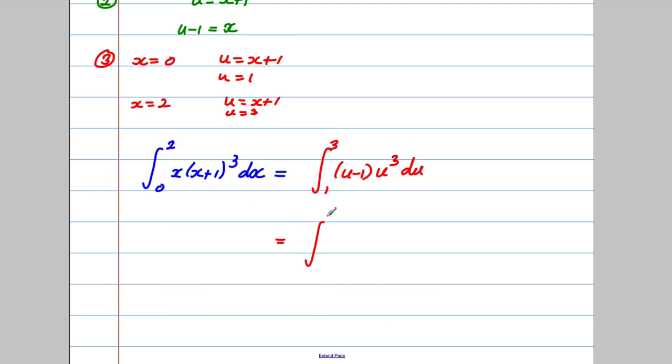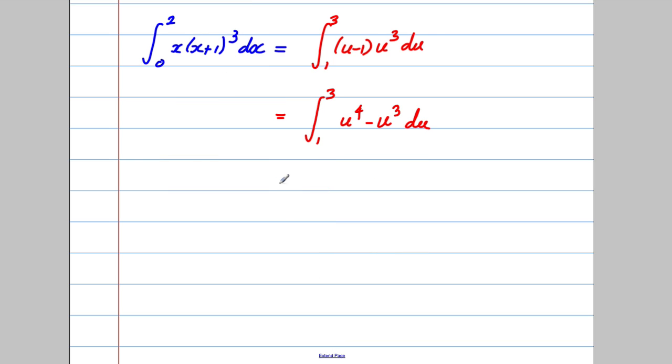So expand the brackets, so the integral between 3 and 1 of u to the power of 4 subtract u cubed with respect to u, and then we integrate this, so it's a fifth u to the power of 5 take away a quarter u to the power of 4. Now in this case we don't have a c, it's a definite integral, we have limits. All we do is we substitute in the values straight away. We don't have to convert back in terms of x because we have changed our limits to u limits. So we put in a 3.